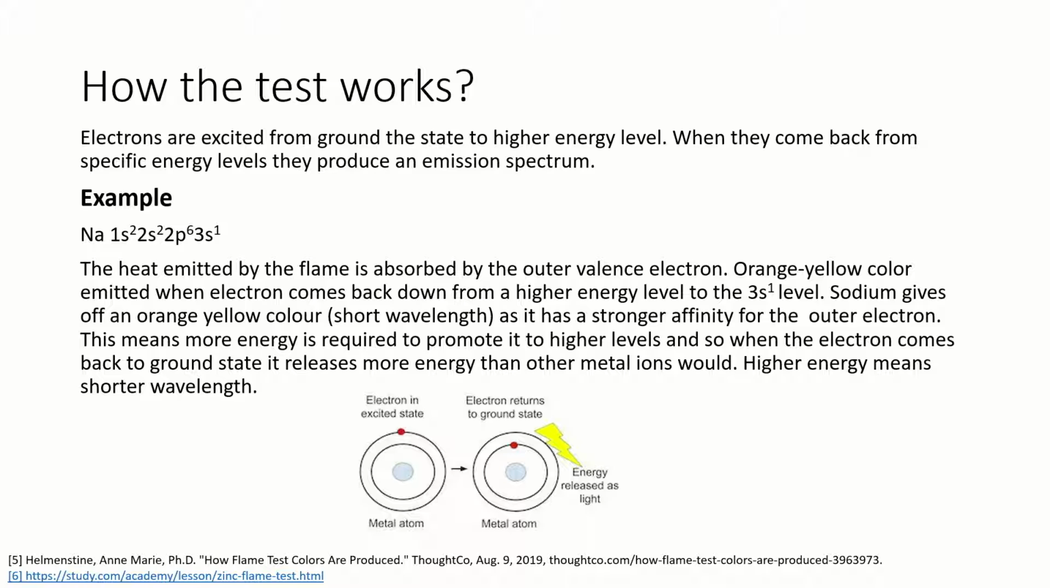Sodium gives off an orange-yellow color, which is a short wavelength, as it has a stronger affinity for the outer electron. This means more energy is required to promote it to higher levels, and so when the electron comes back down to the ground state, it releases more energy than other metal ions would. Higher energy means shorter wavelength.